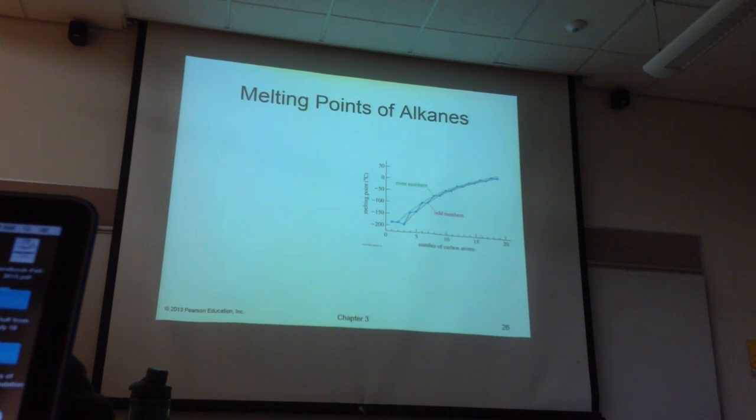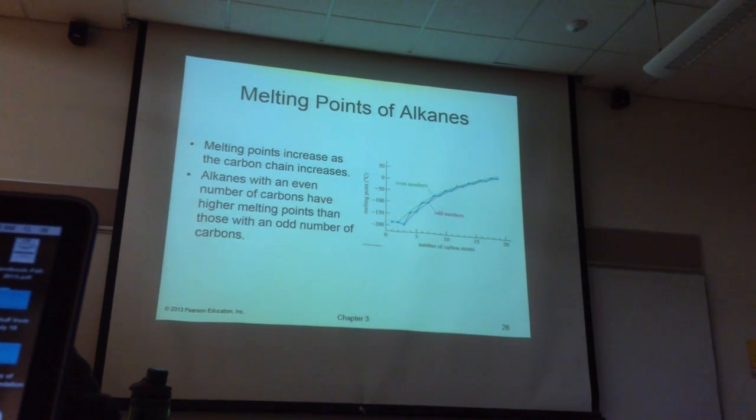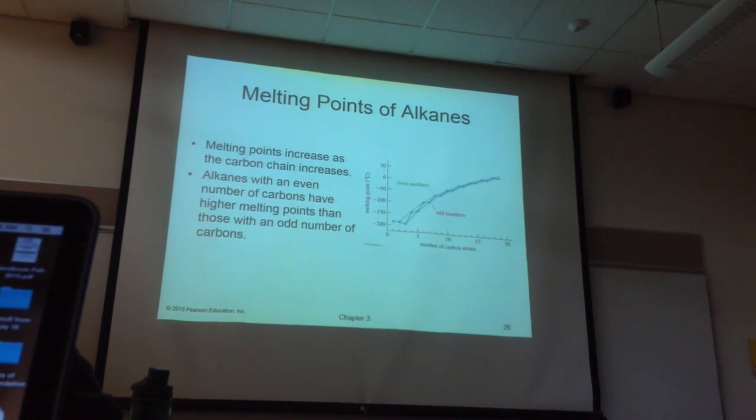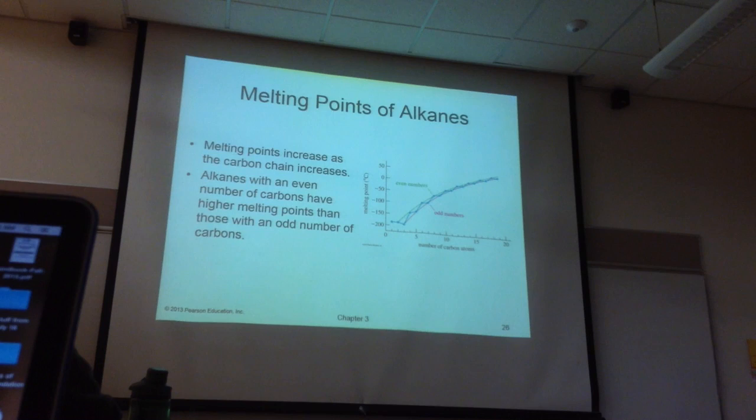Let's take a look at the melting points. The melting point of these alkanes is crazy. Take a look at the trend. The trend says that the even numbers will have a higher melting point than the odd numbers. Do you think I'm gonna remember that? I don't think so. Melting point increases as the carbon chain increases, I know that. But it's saying that alkanes with an even number of carbons have a higher melting point than those with an odd number of carbons. I probably will never ask that in my life, but here it is, okay?